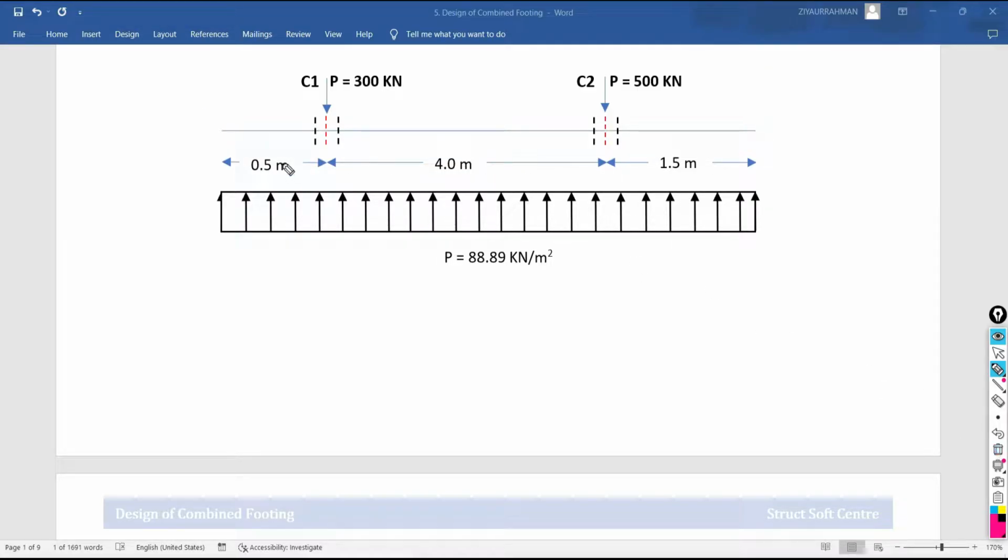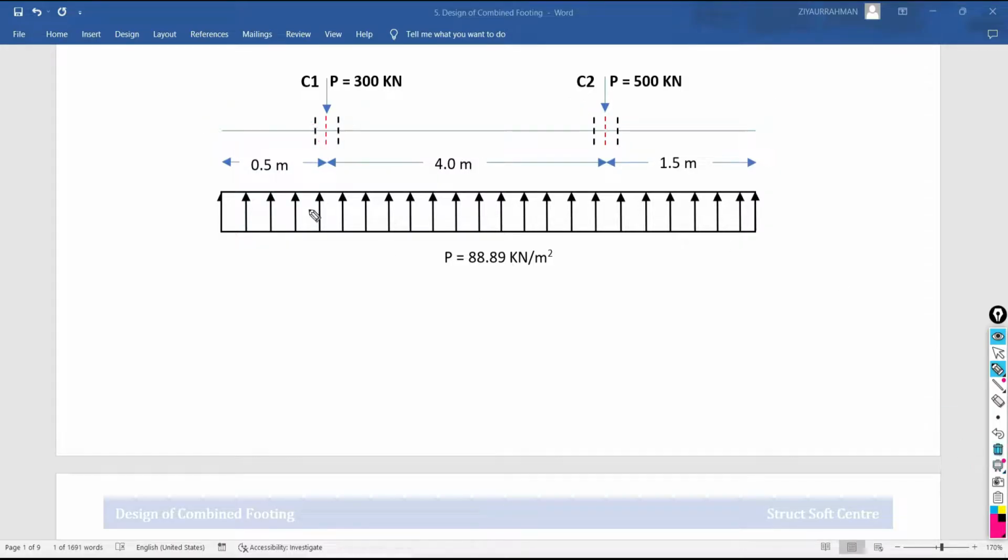Then your responsibility is to calculate the bending moment only at the center points. Here is my B point, here is my C point, here is my D point, and here is my A point. So at A point the bending moment is 0. At D point the bending moment is 0. Now I have to calculate the bending moment only at this B point and at this C point. For these 2 points only I have to calculate the bending moment.